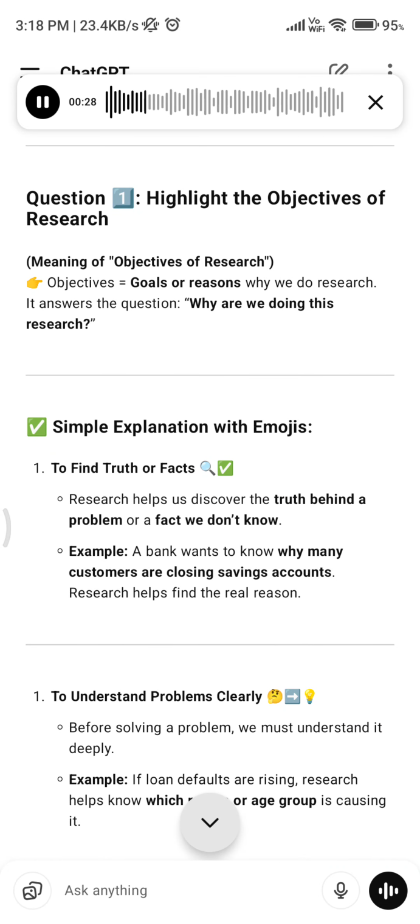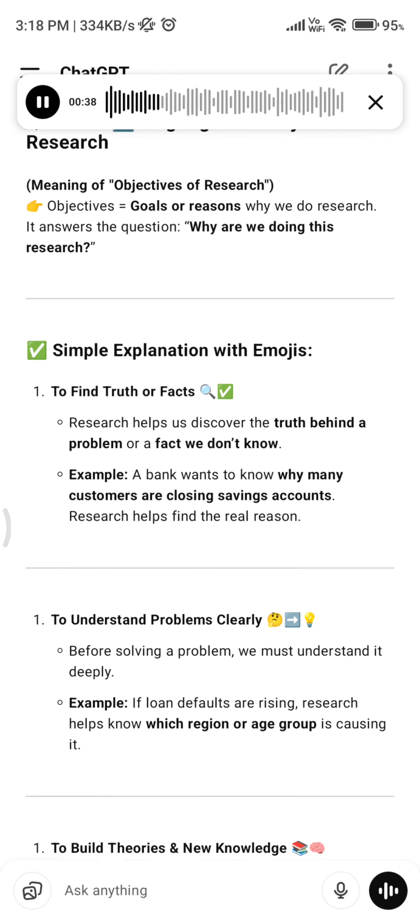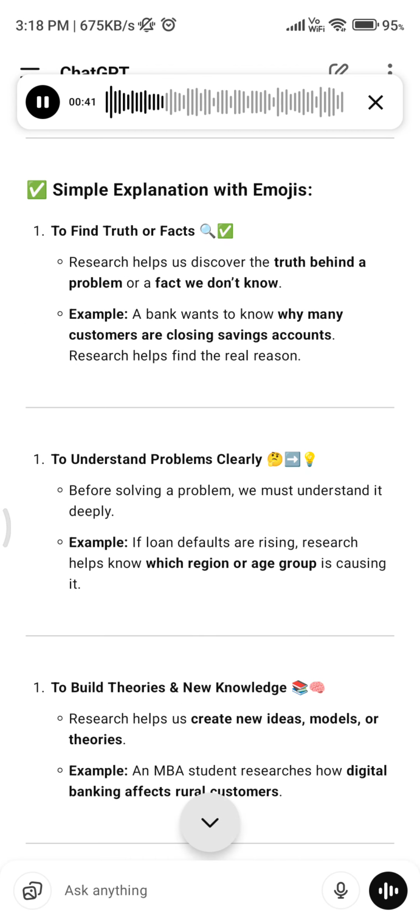Meaning of objectives of research. Objectives equal goals, or reasons why we do research. It answers the question, why are we doing this research? Simple explanation with emojis. 1. To find truth or facts. Research helps us discover the truth behind a problem or a fact we don't know.